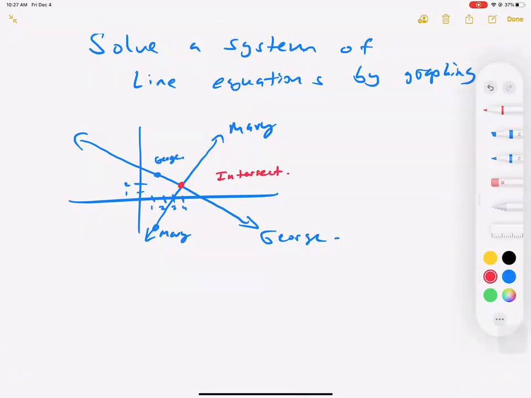And at this point, both George and Mary have the same GPS coordinates. They have the same coordinates. And the coordinates are 4, 2. They intersect at 4, 2.